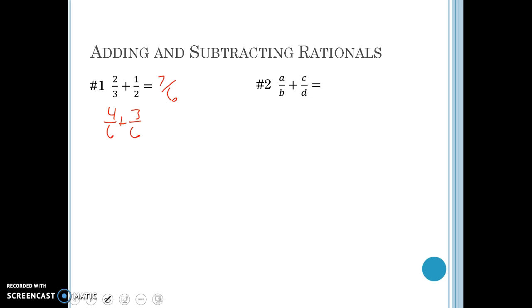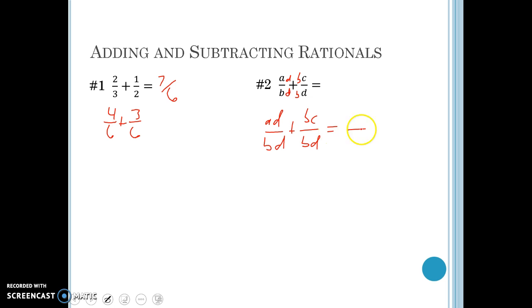Let's change that. Instead of working with specific numbers, let's change that to variables and just take a step closer to where we're going with this. I need a common denominator, and my common denominator is going to be b times d. I multiply the first fraction by d, so this is going to be a times d over bd. Here I have to multiply this one by b, so I multiply c times b, and this is going to be bc over bd.